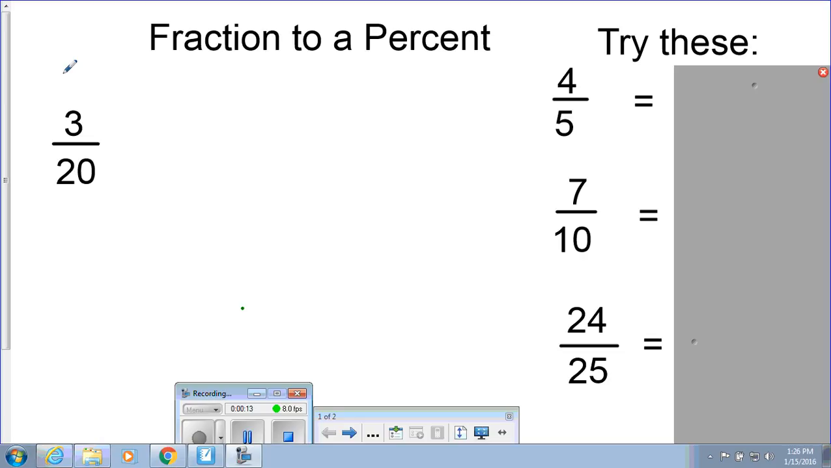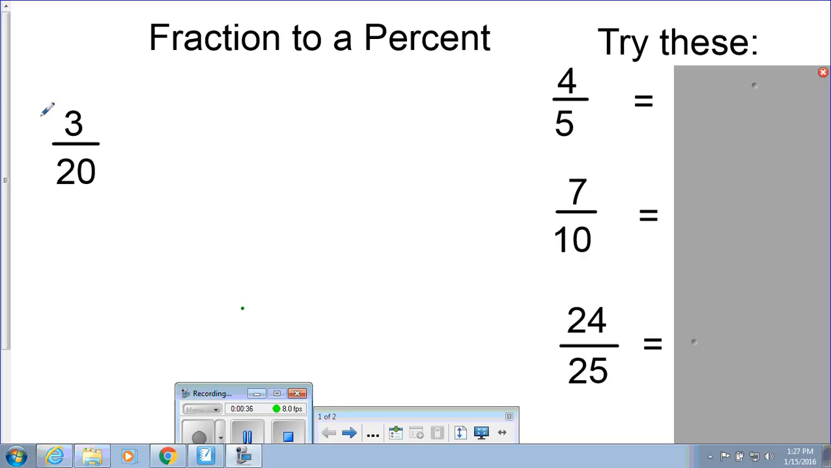Some prior knowledge that you need to know is that a percent is simply a ratio comparing part to whole, where our whole is out of 100. And being in school, it's pretty easy to think of percents because that's how most of our grades are run. A percent is a comparison out of 100.